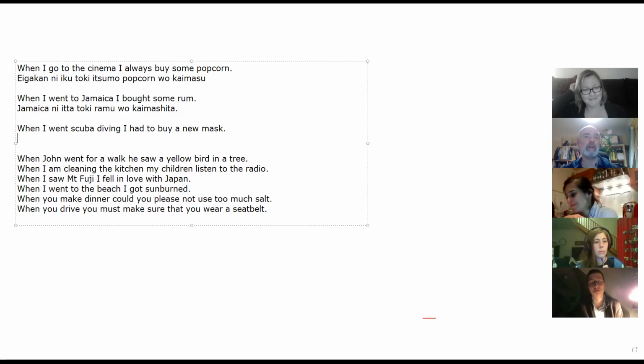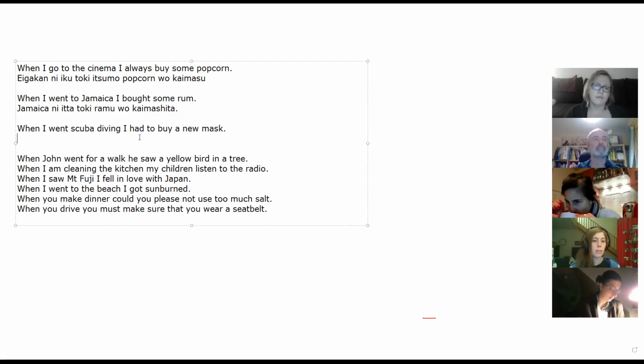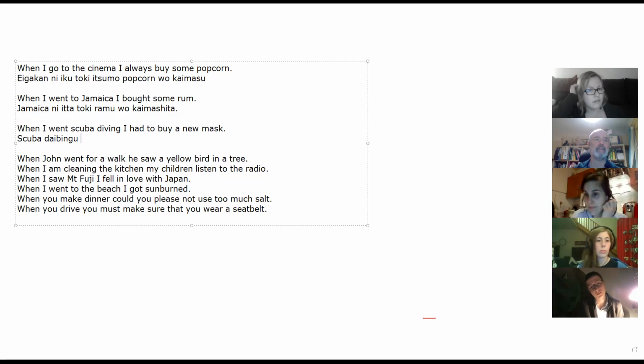Okay, Kelly, when I went scuba diving, I had to buy a new mask. Scuba diving ni itta toki, atarashii mask o kaimashita. I just want to ask you your version of the story. Did you buy the mask before you actually went scuba diving, or was it when you finished all the scuba diving on the way home, you bought a new mask? I was thinking after I went scuba diving. Okay, after it happened.